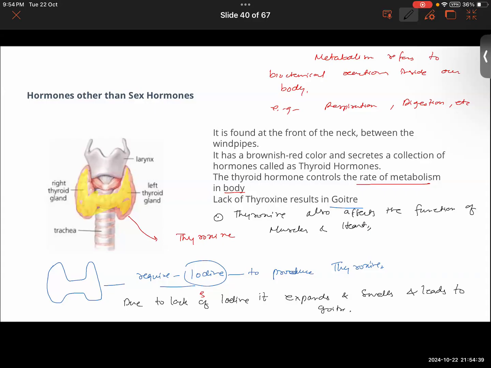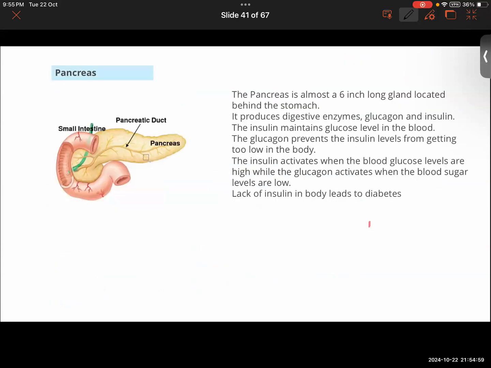Specific answer: it goes to the blood. Okay, keep that in mind. So this thyroxine also goes into the blood, and thereby this is an endocrine gland. The pancreas is also an endocrine gland.